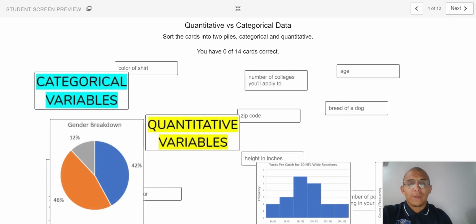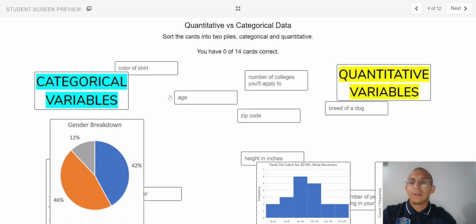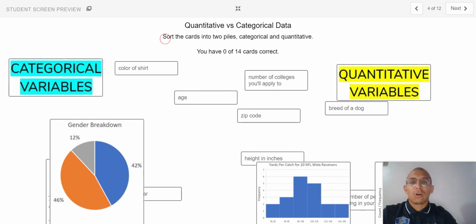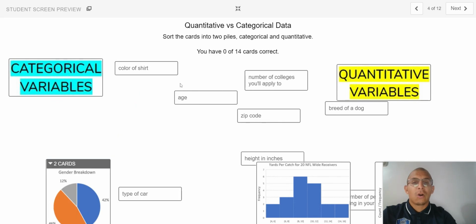In this slide, we have a card sort. A card sort is basically an electronic matching game, which just happened there. So in this card sort, you'll be sorting all of these cards into two piles and identifying whether the graphs provided and the descriptions provided are categorical or quantitative.